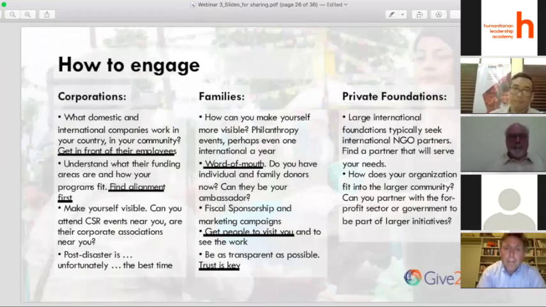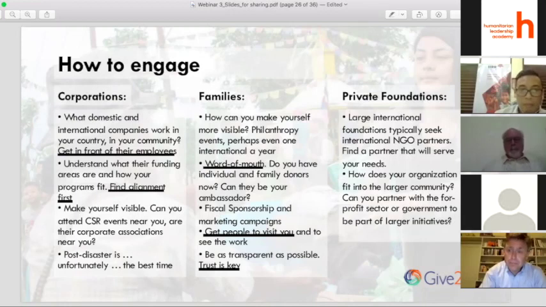You're going to have much more success in your initial conversation with a company or with employees if you know already what the alignment of your programs are with what that company funds. And then make yourself visible. In your country, there are events that bring together companies for their CSR and philanthropy programs. Look and see how you can build visibility near you with some of the companies near you. And post-disaster, again, is unfortunately the best time to make an ask.